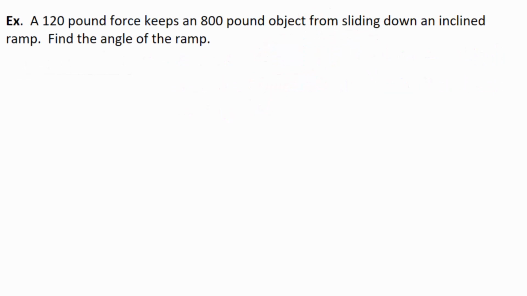In this example, a 120-pound force keeps an 800-pound object from sliding down an inclined ramp. Find the angle of the ramp. So these problems are intimidating at first until you realize you draw them all the exact same way. So stick with me while I draw this out, and then I'll show you that they all kind of work the same way. So you're going to draw the horizontal, and then the ramp against the horizontal.